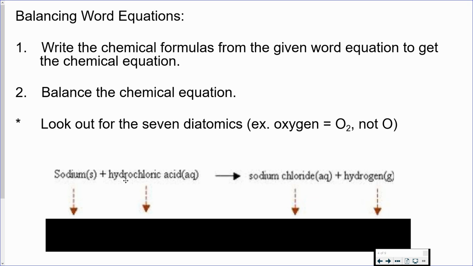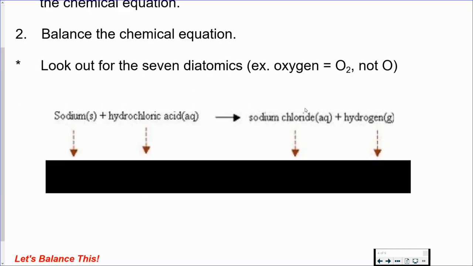Right now, do not worry about the S, the AQ, and the G. We're only worried about sodium, hydrochloric acid, sodium chloride, and hydrogen. Look out. These are known as the pesky 7, oxygen being O2, not O, just like bromine would be Br2 instead of just Br. If they are by themselves, they have the 2 as a subscript. It can throw your whole balancing off if you do not remember.